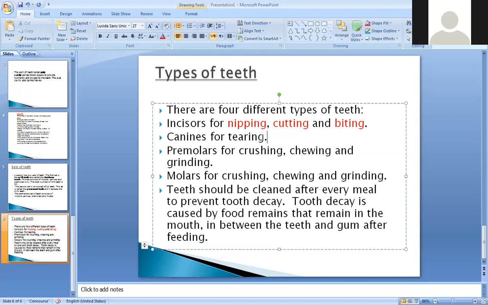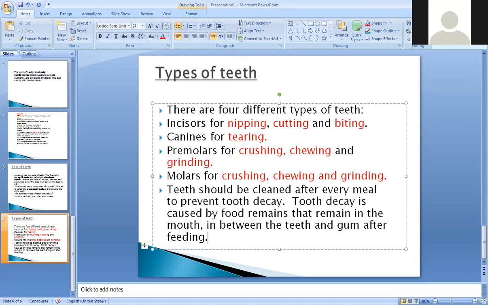Then we have premolars. Premolars and molars are used for grinding and chewing. That is something very important you need to know about molars and premolars. They have the same function: crushing, chewing, and grinding. Very important. Then the teeth should be cleaned after every meal to prevent tooth decay.